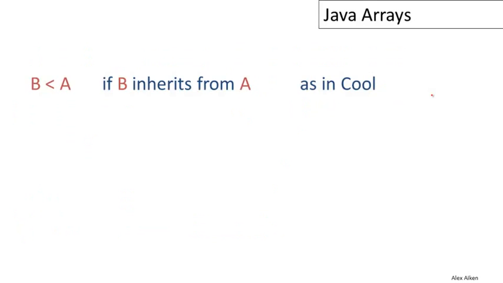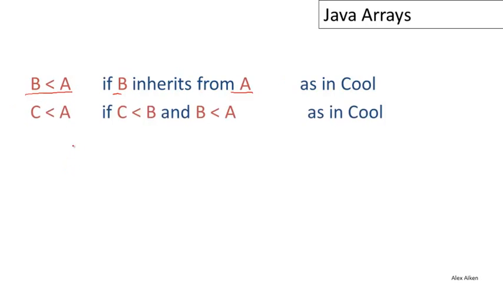To understand what's going on in this example, we have to take a look at the subtyping rules in Java. So B is a subtype of A if B inherits from A. That's one case. If B immediately inherits from A, then B is a subtype of A. And that's just like in COOL and most other object-oriented languages. And we're very familiar with that from our lectures on type checking. Furthermore, subtyping is transitive. So if C is a subtype of B and B is a subtype of A, then C is also a subtype of A. And that's also completely standard.